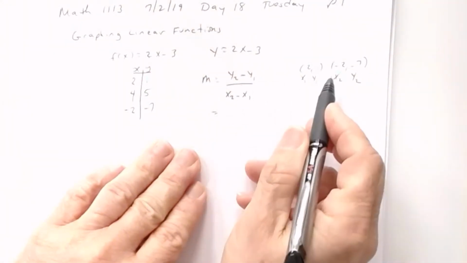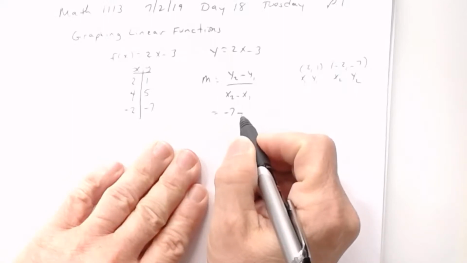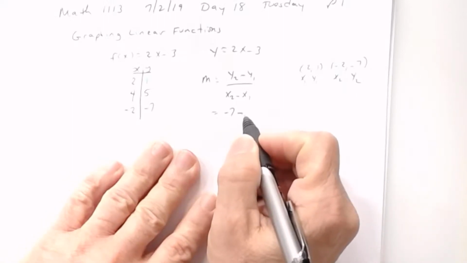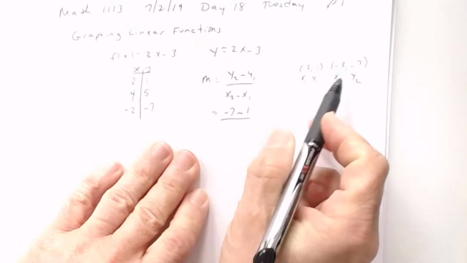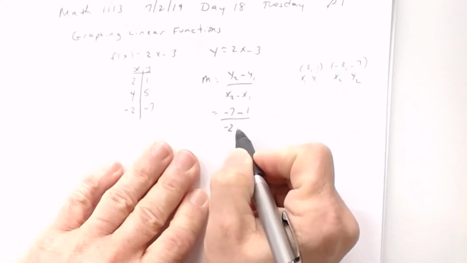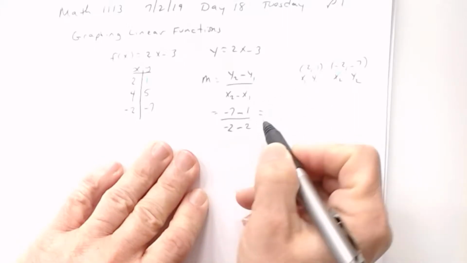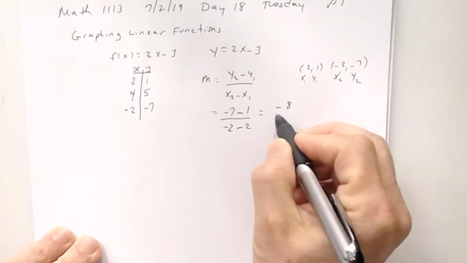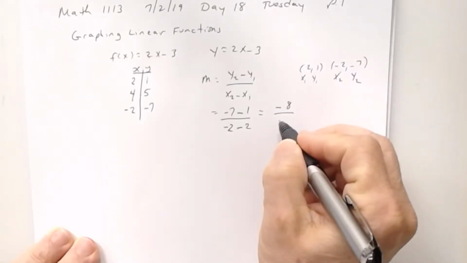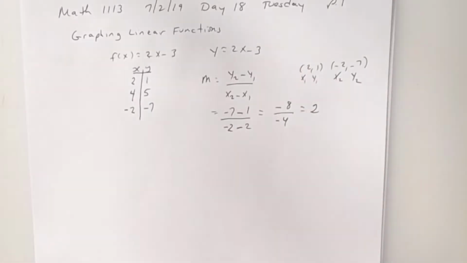So I get y2, which is what? Negative 7. It says subtract, right? It doesn't say add, it says what? Subtract. So negative 7 subtract y1. What's y1? 1. Divided by x2, which is negative 2, subtract x1, which is 2. What's negative 7 minus 1? Okay, negative 8. And then what's negative 2 minus 2? Negative 4. And so I get what slope? Positive 2.